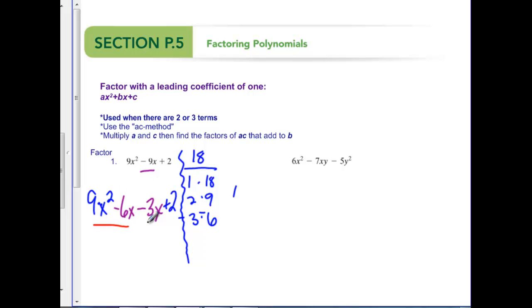I'm going to look at these two. I'm going to look at these two. 9x squared minus 6x has what in common? What else? 3x. And I'm left with minus 2. Nope, hey, you're doing great. All right, and we have to pull out a negative because we're always going to keep this sign. What's in common with 3x and 2? Nothing. So I'm going to put a 1 there so I don't forget it. And then 3x minus 2.